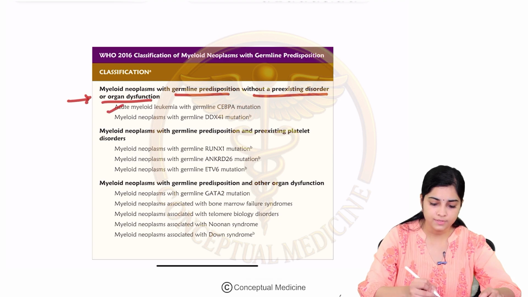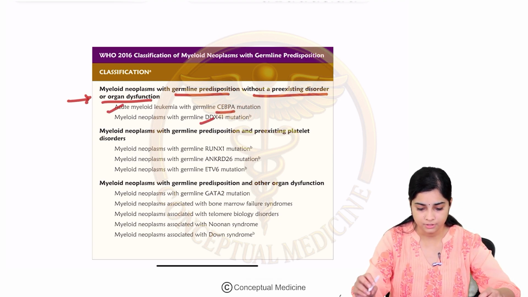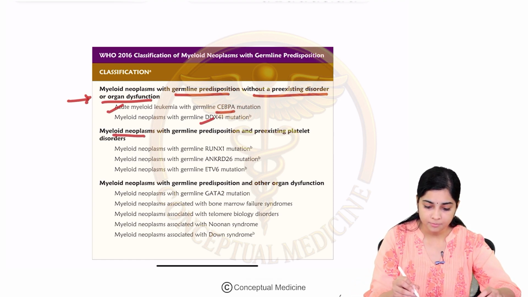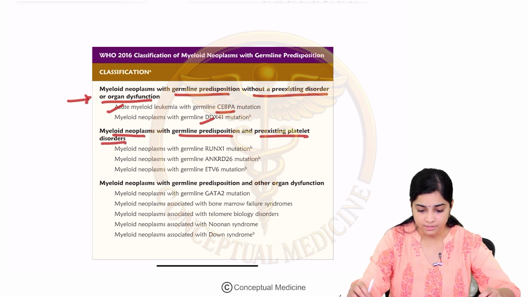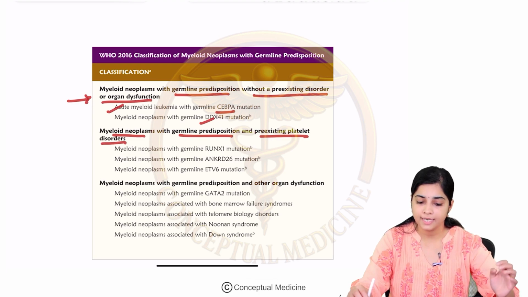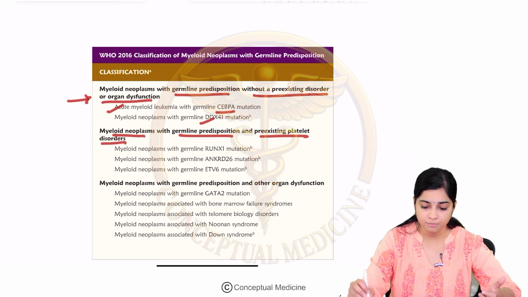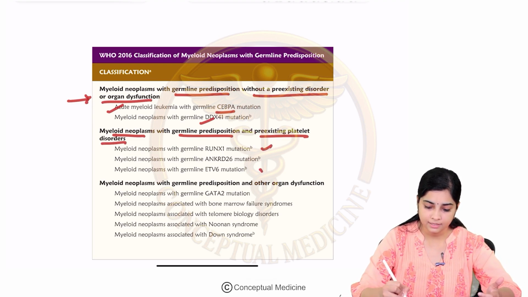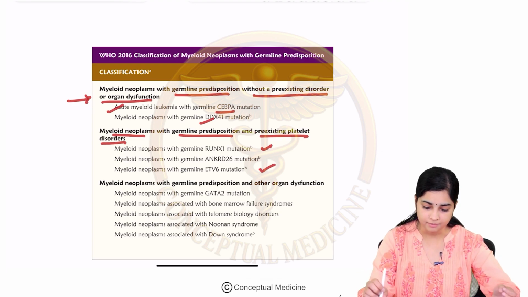So this includes AML with CEBPA mutations and AML with DDX41 mutations. Then we have myeloid neoplasms with germline predisposition and pre-existing platelet disorders, right? So platelet disorders and germline predisposition, and you develop a myeloid neoplasm on top of that. We remember RUNX1 and ETV6 under this predominantly.